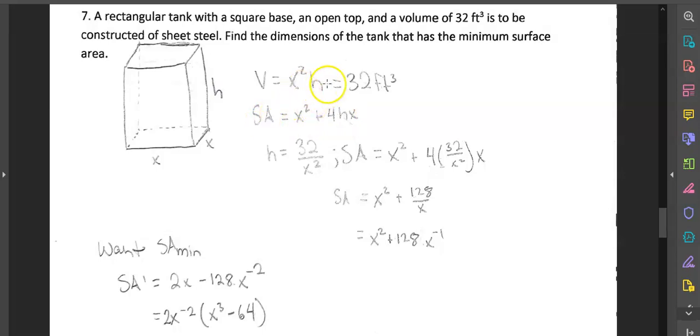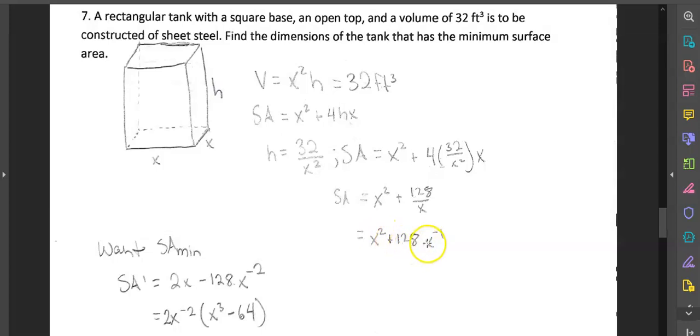Now, you can solve your volume formula to get h by itself. You can divide both sides by x squared, and you'll get h equals 32 over x squared. So the surface area formula, if you make that substitution, is going to be x squared plus 4 times 32 over x squared times x. We just plug this information in for h into this formula, and then you simplify it. The x over x squared will just cancel. You just have one x in the denominator, and you multiply 4 and 32 to get 128.